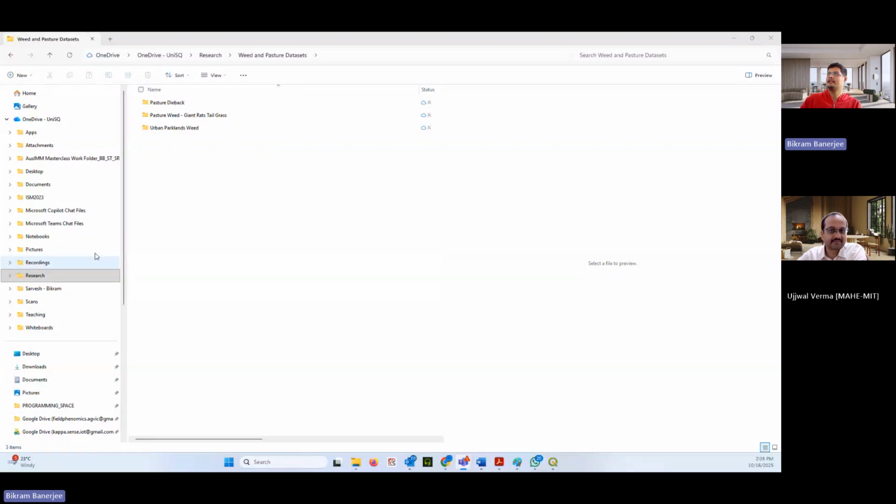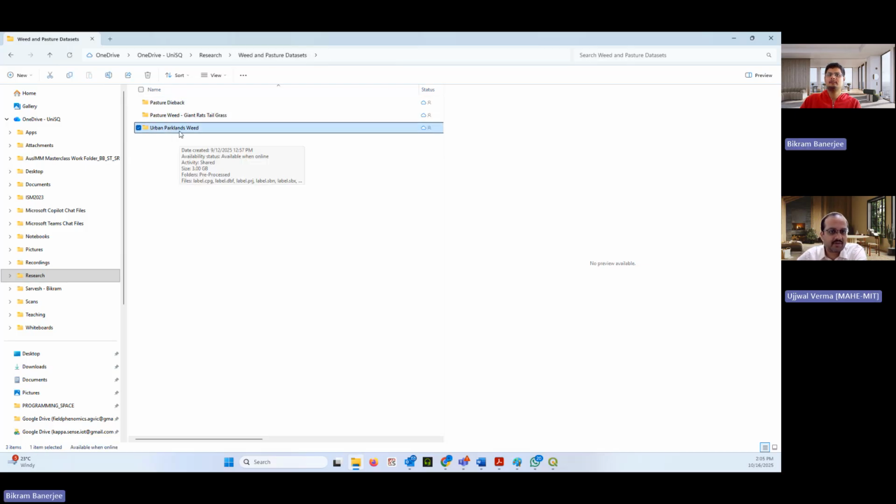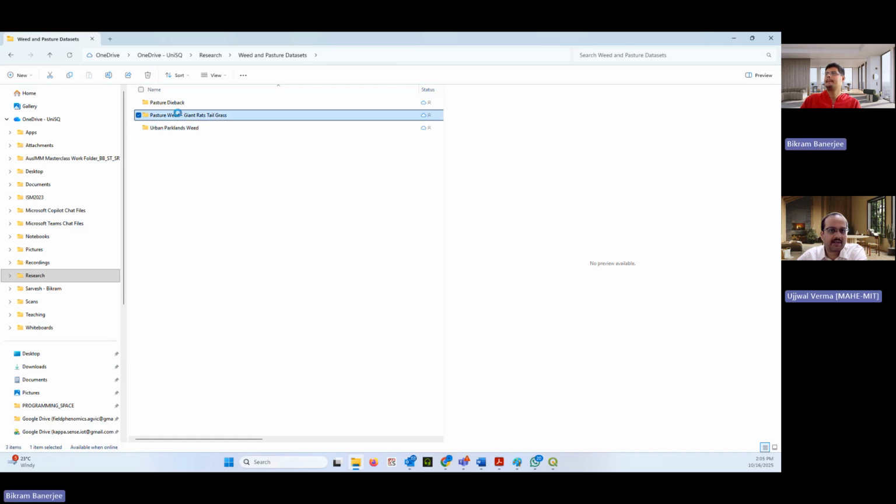So these are the three data sets that I provided you. The first one is the pasture dieback. We can maybe discuss this at the end because I have not gone through it and I have not shared it. So you want to start first with the rat tail, the GRT, pasture wheat one?